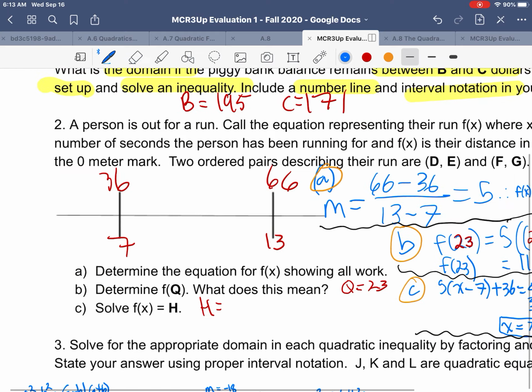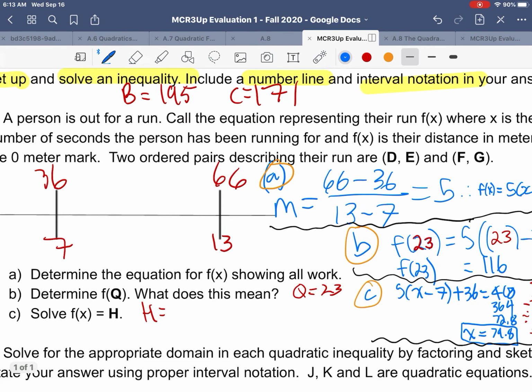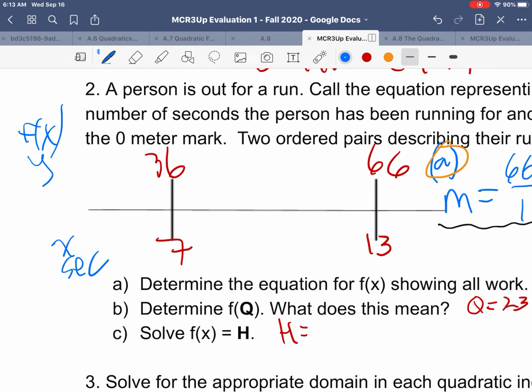Number 2, a person is out for a run, and we are given these ordered pairs where this is the x value, and that's time in seconds, and this is the y value, or f at x, and that is their distance from an origin. Not how far they've run, but their distance from the origin.